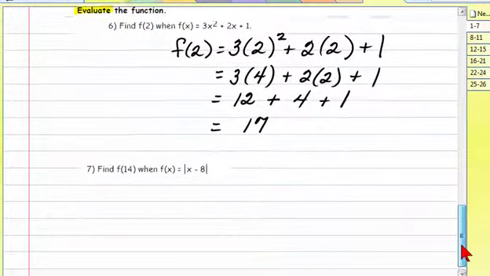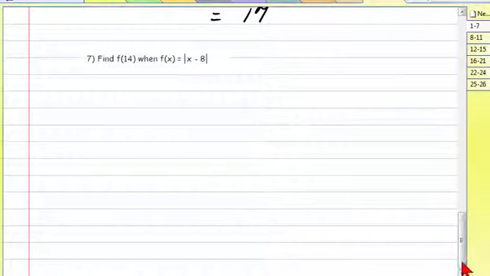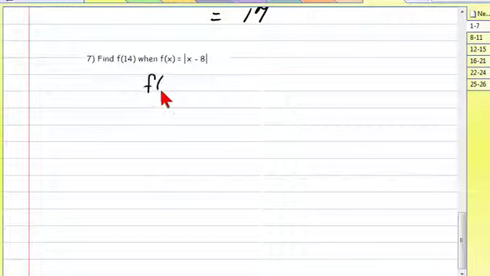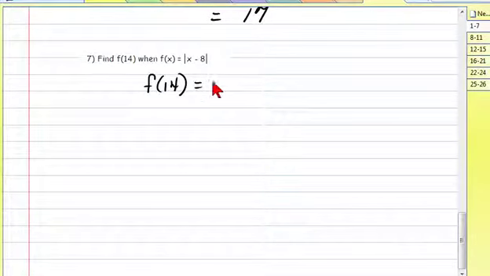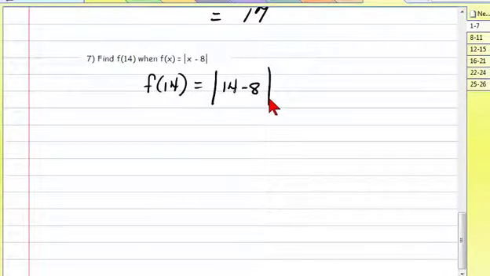All right, number 7 is also an evaluate question. It asks you to find f of 14. F of 14 is the absolute value of 14 minus 8. As a little reminder about absolute value, make sure that you totally simplify the inside of the absolute value before you take the absolute value of the quantity. So keep your absolute values until you have a single number in there.